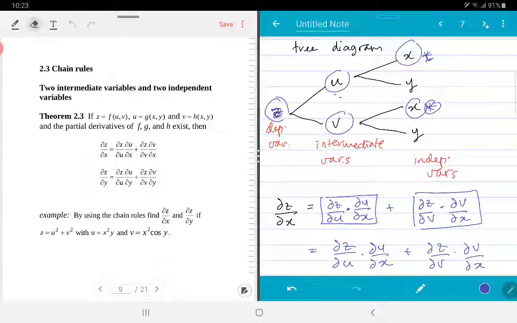Okay, now let's look at how to get partial z partial y. Okay, let me erase some of this.